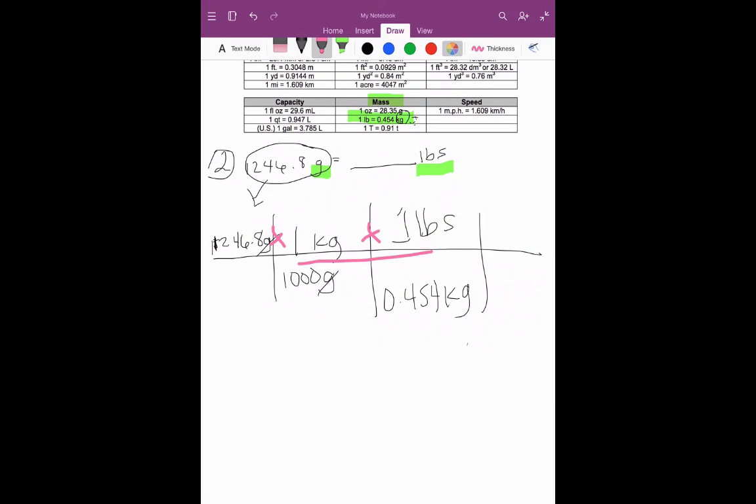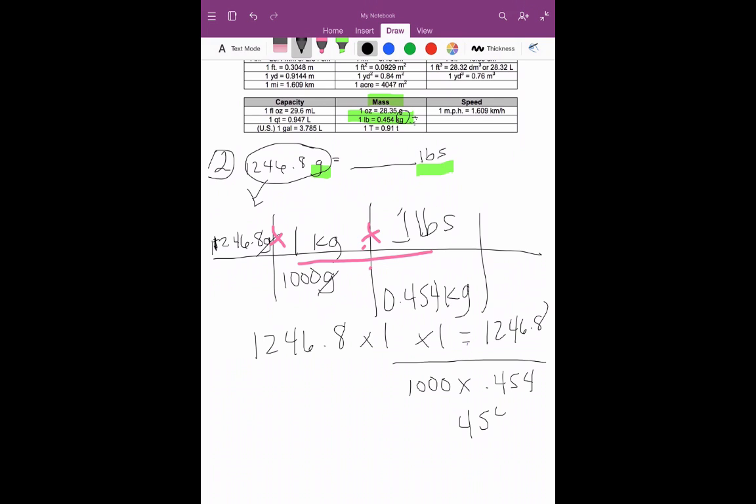And divide everything by what we have on the bottom. So in our calculator, we are taking 1246.8 times 1 times 1, which will give us 1246.8. And then we need to divide that by 1,000 times 0.454. 1,000 times 0.454 is going to be 454.